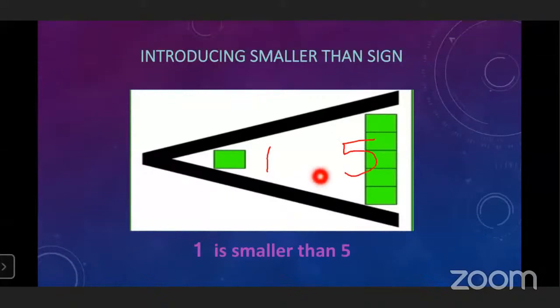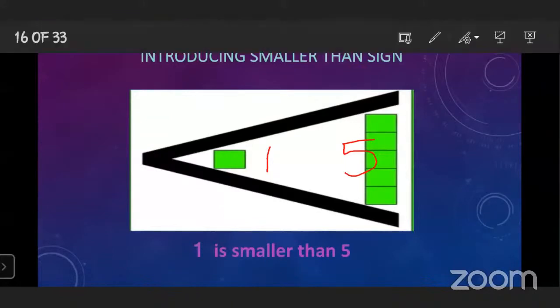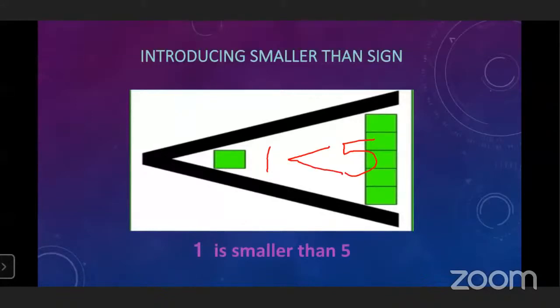So when you start to draw the line from the end point of these boxes to the end point of this box, at that time you will get the sign like this. This sign is called smaller than. You can draw the sign like this between the two numbers, and we can read it: one is smaller than 5.